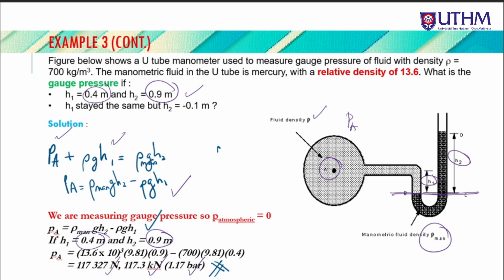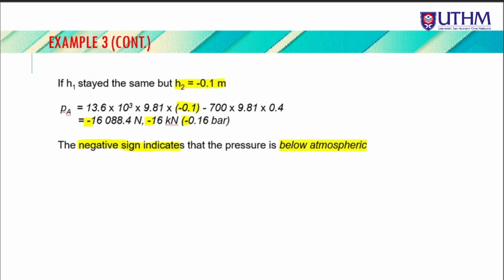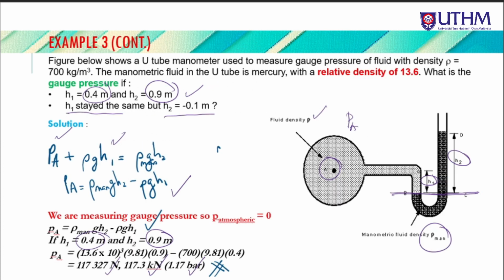For the second question, if let's say H1 stays the same but H2 equals minus 0.1 meter, what we need to do is just substitute the value of H2 equals minus 0.1, and then we will get the value of negative 0.16 bar. So what does it mean? This negative sign indicates that the pressure is below atmospheric. Okay, so meaning the pressure is lower than atmospheric.